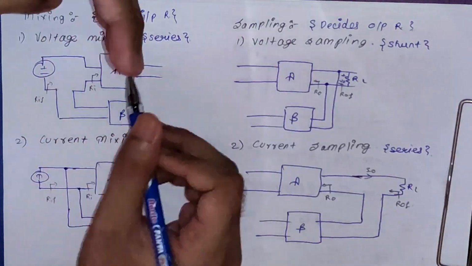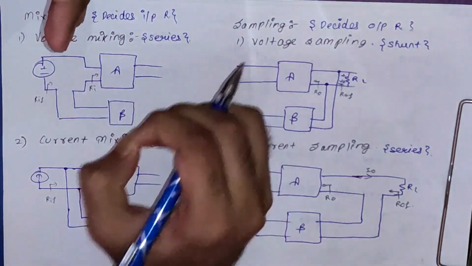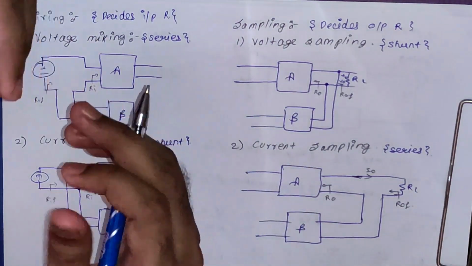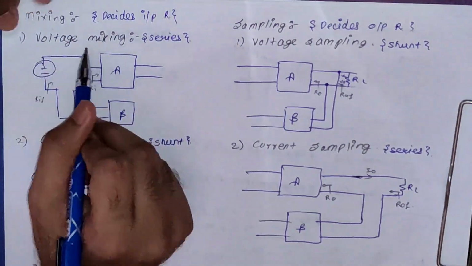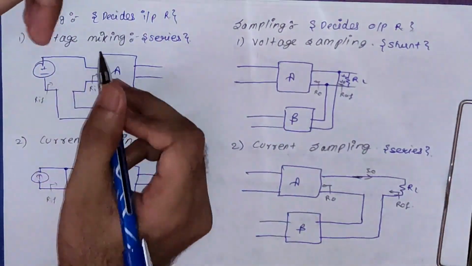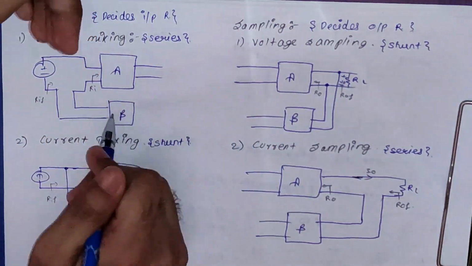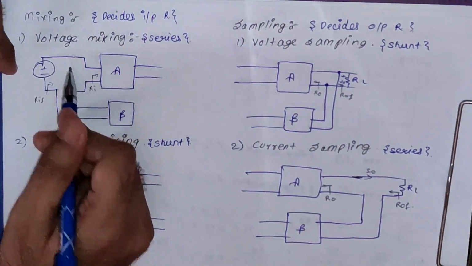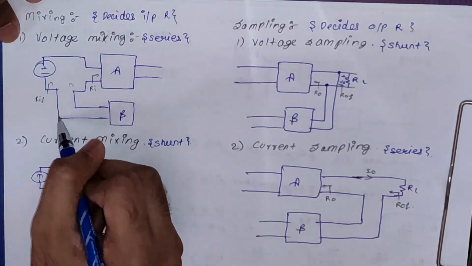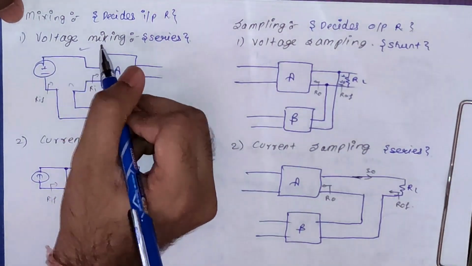Now let us see the types of mixing. We know what mixing does. We usually use mixing to mix the input as well as the feedback parameter. The first type we have is voltage mixing, and it is also called series mixing, because for voltage mixing we give the output of this feedback factor in series with this input connection. So you can see we are giving the output of this feedback factor in series with this input connection. This is what our voltage mixing is.